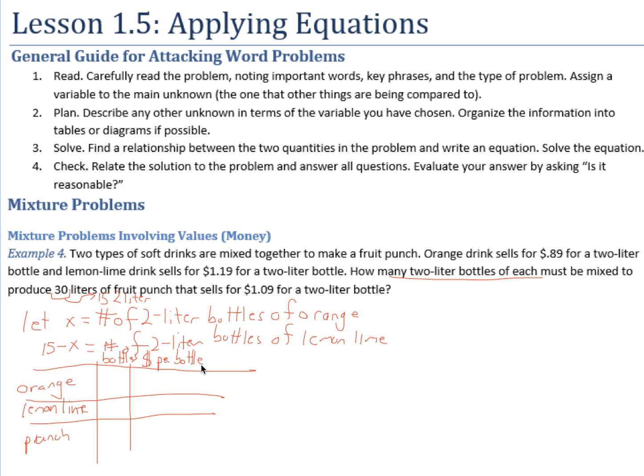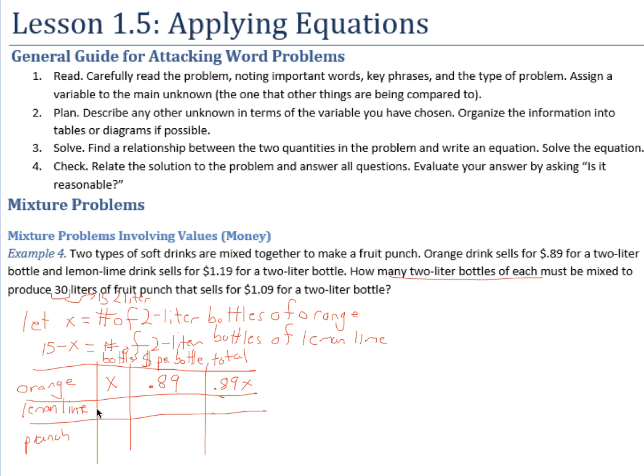So let's think through that. How many bottles of orange? Well, up here we said that's going to be X. The cost per bottle is 89 cents, so we'll put 0.89. And over here is the total spent, or total. So this is the total amount of money we would spend on orange. So if we have X bottles and they're 89 cents a bottle, that's going to be 0.89X.